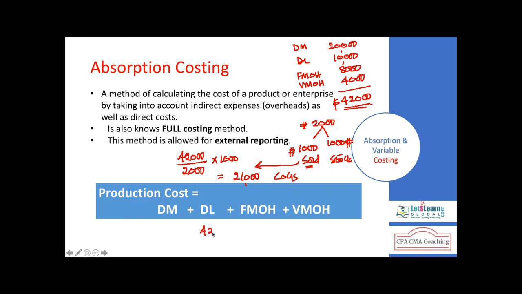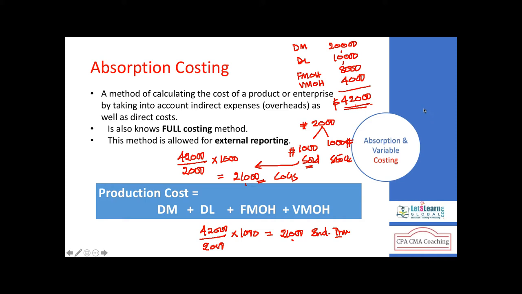Closing inventory. So when you say $42,000 is the amount you spent on cost of production, the cost of goods sold is going to be $42,000 divided by 2,000 units times how many units are sold? 1,000. So it is going to be $21,000 cost of goods sold.